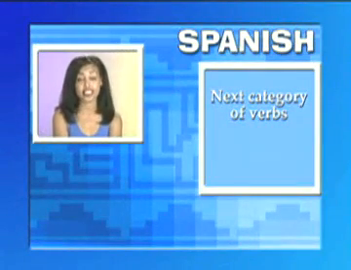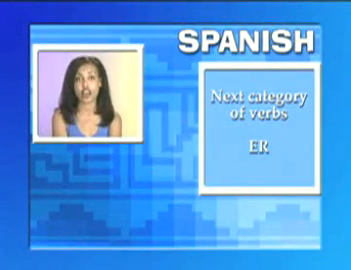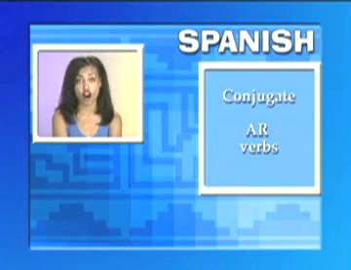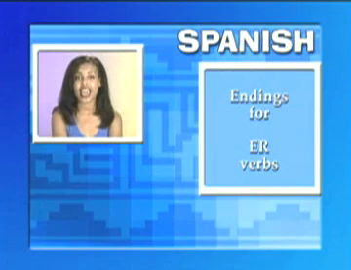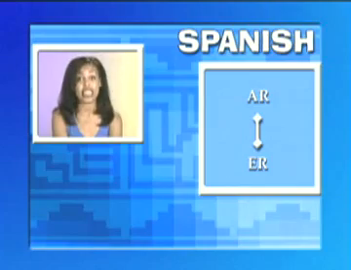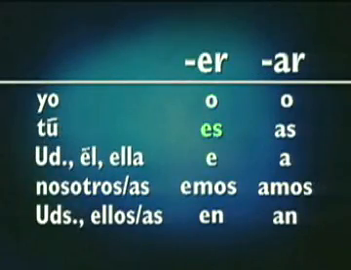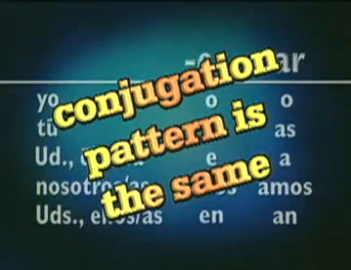Now let's take a look at the next category of verbs, the ones that end in ER. If you understand how to conjugate the AR verbs, these will be a piece of cake. They work almost exactly the same way. We'll show you the endings for ER verbs, then we'll give you some examples. Notice the similarities between the way the ER and the AR verbs work. The ER verb endings are o, es, e, emos, en. Now take another look at the endings of the AR verbs. They are o, as, a, amos, an. The only difference between the two is the A and the E. Other than that, the conjugation pattern is the same for both types of verbs.